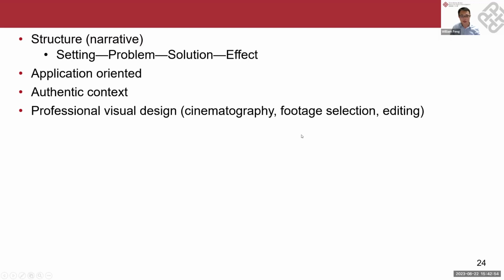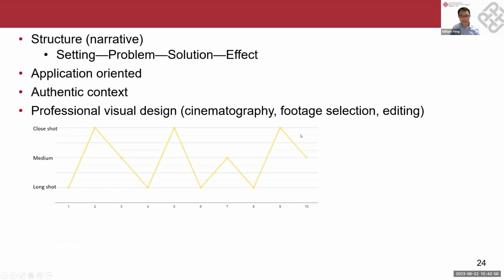So, for example, just to give you an example of the design, we see very interesting variation. In micro lectures, we do not see such a variation. But see here, we start with a long shot, and then a very close-up shot, and then a medium shot, and then a close shot, and then a long shot. So it's a lot of variations. It's very much like making a movie, right? You have variations in terms of cinematography to engage the audience.